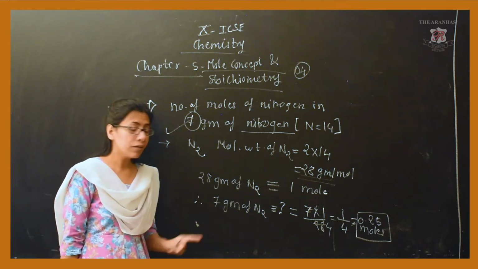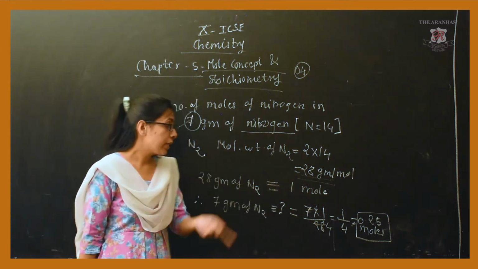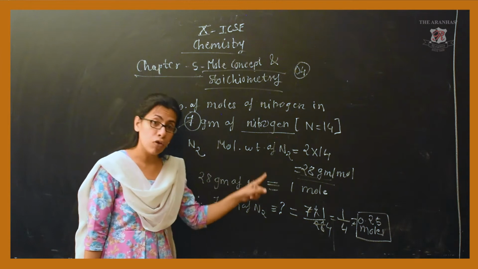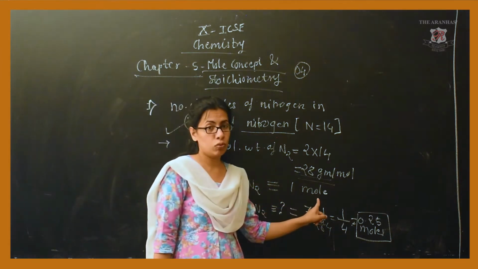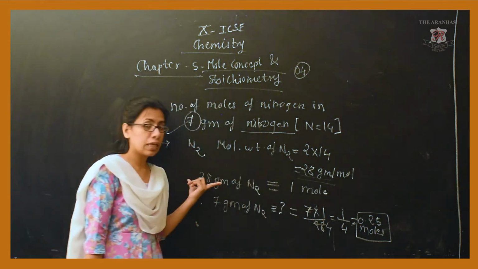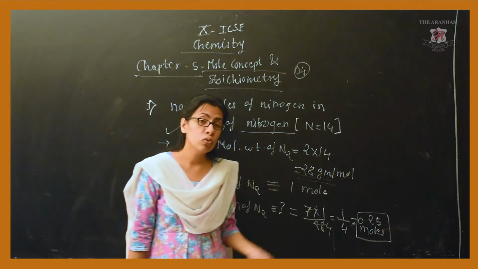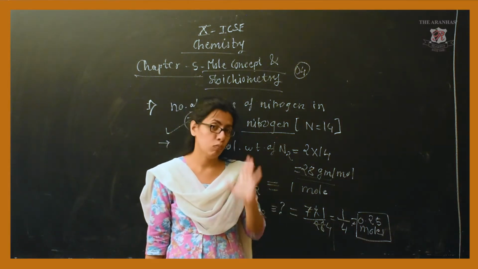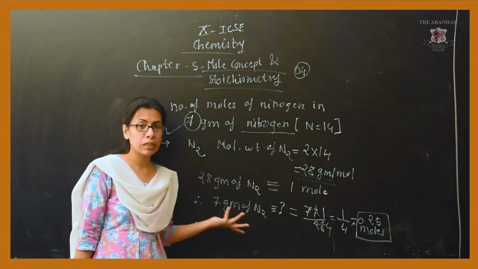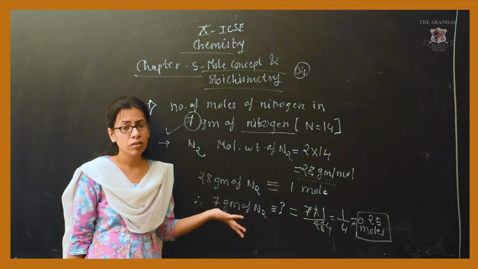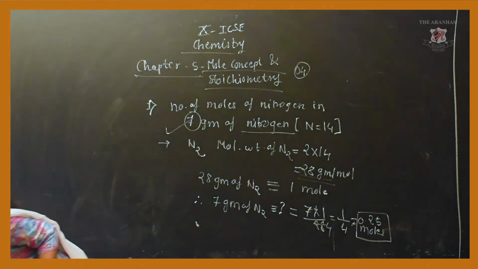But the thing is that you should know how to find out the molecular weight, and for that you should know its molecular formula. After that, you should know this main relation: whenever you say a molecular weight, it is always equivalent to how many moles? 1 mole. So that you can easily find out how many moles will be present in any particular weight they will ask. So this clears the first numerical.